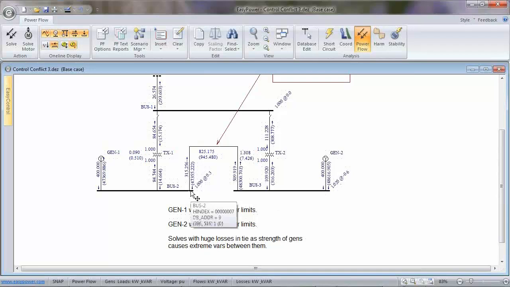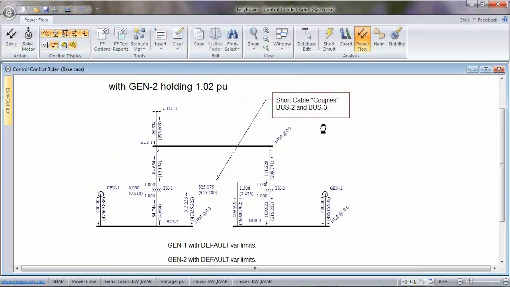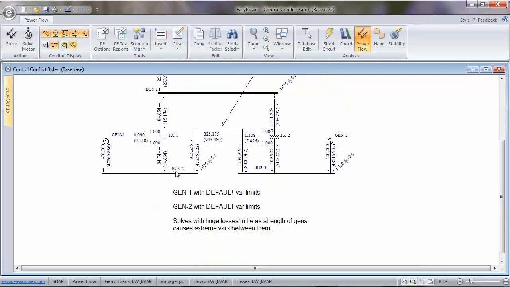It's not a good answer, but it is a real answer because you told this generator, or I did in my example case, told it to hold 1, and I told this one to hold 1.02, so it gave me what I wanted because these had unlimited strength to do what they wanted at each of these buses. Okay, so this is one that you might see, especially if you couple with a short cable or busway between two generators.